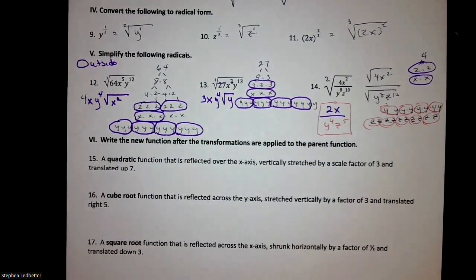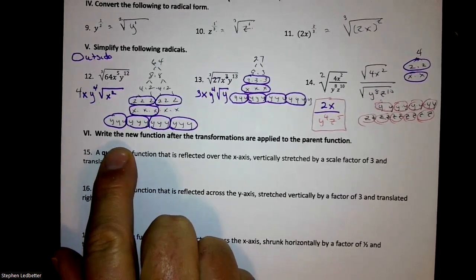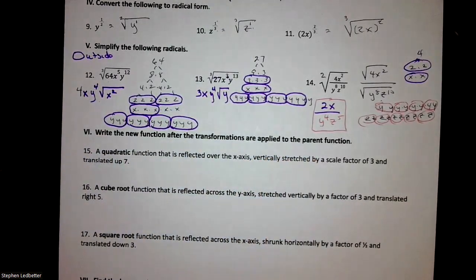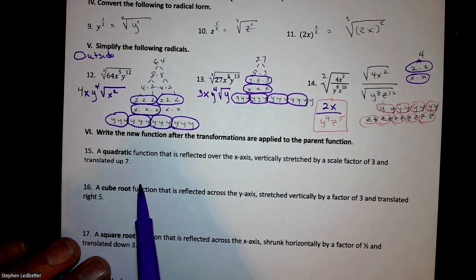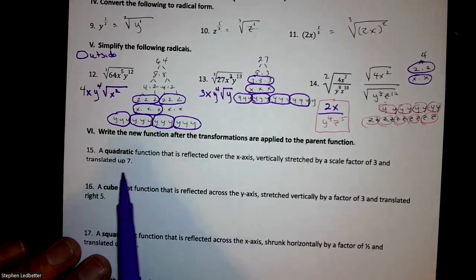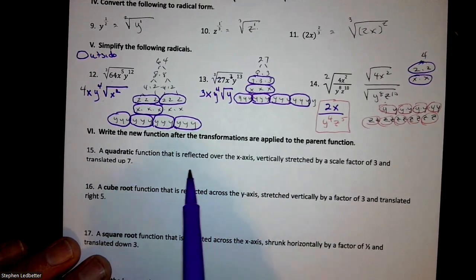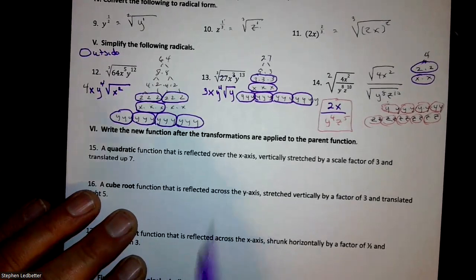All right. Now we're going to talk about section 6. This is write a new function after the transformations are applied to the parent function. We did these in my classroom as well, but it's been a while, so you have to kind of know some things. I would highly suggest that I'll try to send you an additional video of just doing how everything shifts left and right, up and down, because everything you see here is exactly what we did in our classroom. All right, so let's talk about the way it works.